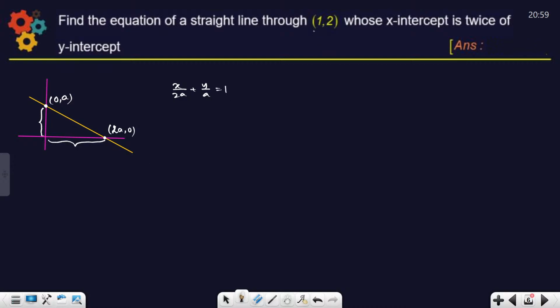Now the line is passing through the given point (1, 2). Hence it must satisfy this. So A is coming to 5 over 2. Right? So what will be its equation then? x by 5 plus 2y by 5 is 1. That implies x plus 2y is 5. So that's the equation of this required line.